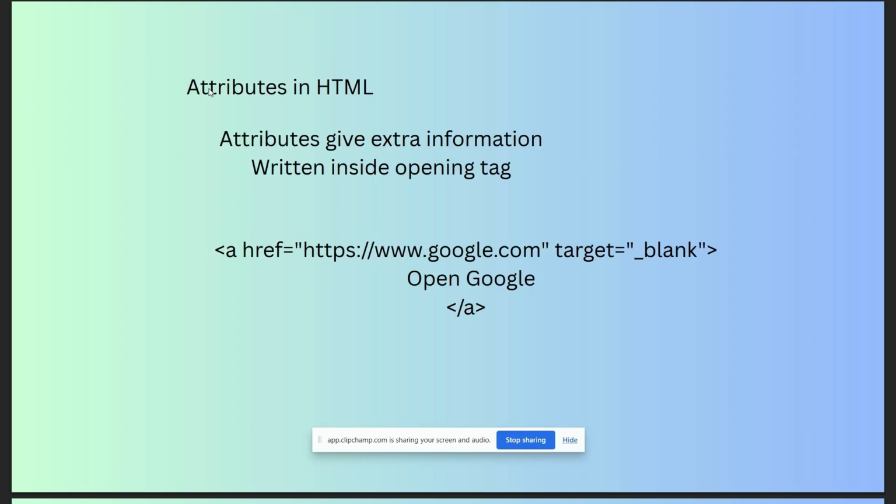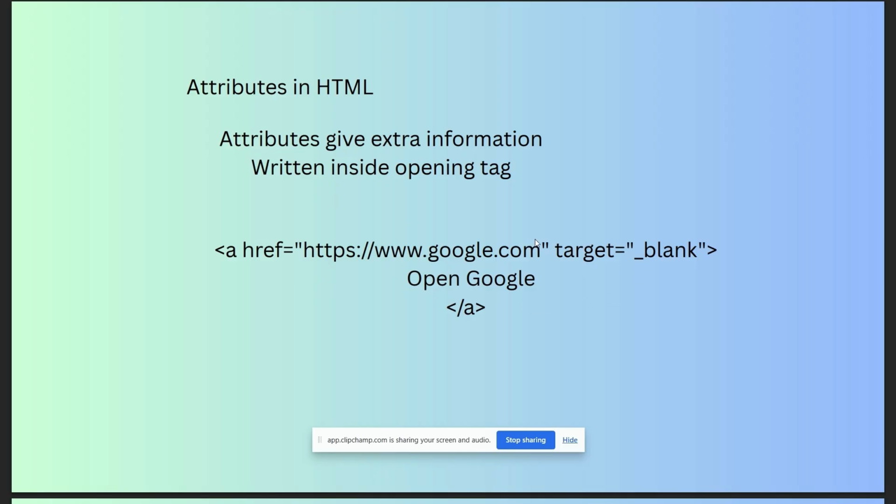Next topic is attributes in HTML. An attribute gives extra information about an HTML tag. Attributes are always written inside the opening tag. See, href is written in the opening tag, right? It shows the link address, where it should go, the Google page. href gives the link address.